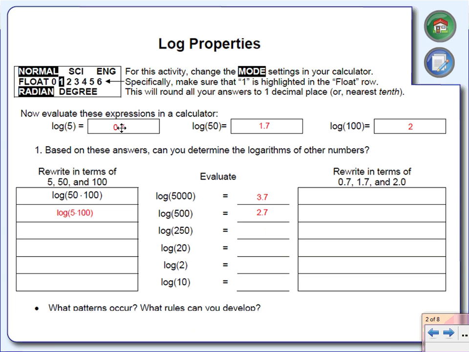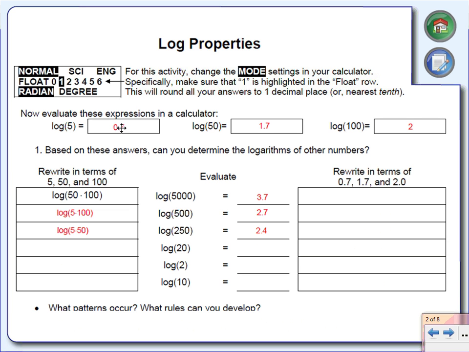All right, let's do log of 250. How can I get 250? What two numbers can I multiply together to get 250? 5 and 50. So log of 5 times 50 would be the same thing as log of 250. And what is the log of 250? 2.4. Okay, 2.4.